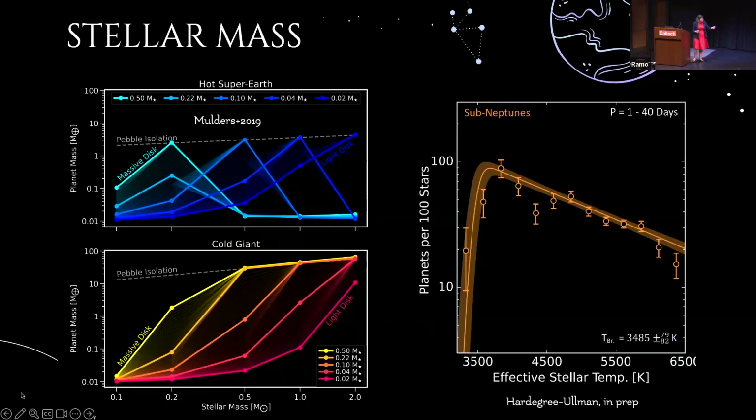And this is a result from my group that's in prep, with the stellar effective temperature here. So again, small planets are on the left. The occurrence rate of sub-Neptunes as a function of temperature. And you can see there is a turnover.